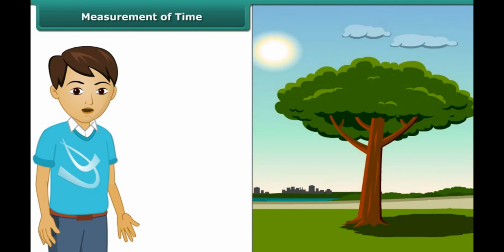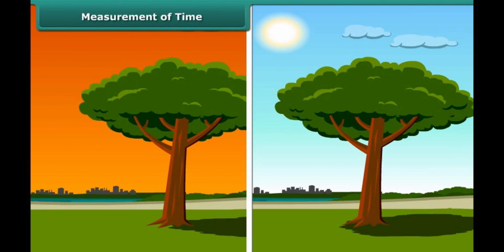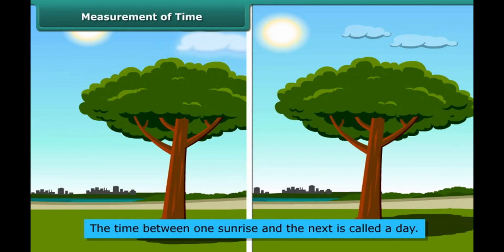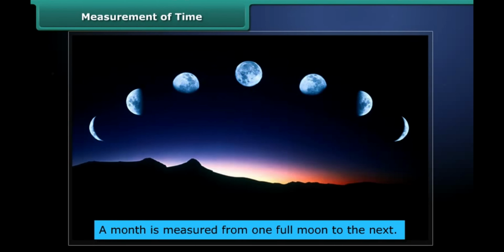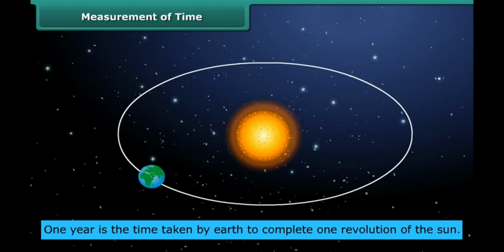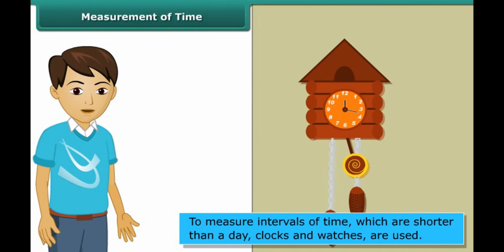Have you ever wondered how our elders could tell the approximate time of the day by just looking at the shadows? Many events in nature repeat themselves after definite intervals of time. For example, sun rises every day in the morning. The time between one sunrise and the next is called a day. Similarly, a month is measured from one full moon to the next. 1 year is the time taken by Earth to complete one revolution of the sun. To measure intervals of time, which are shorter than a day, we use clocks and watches.